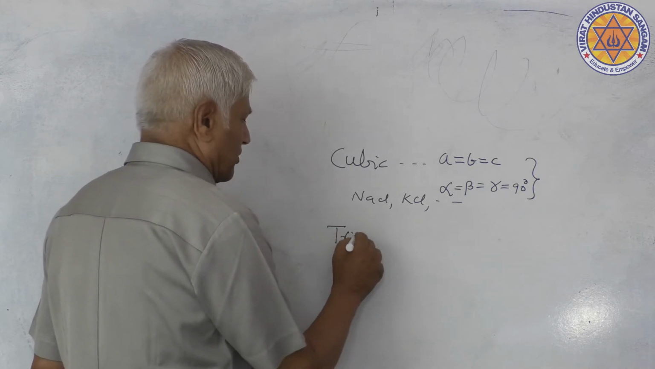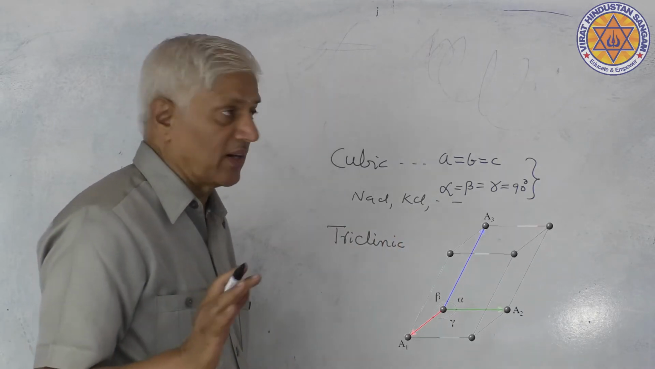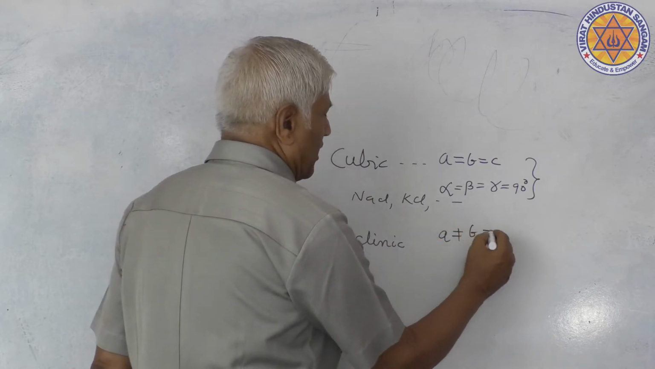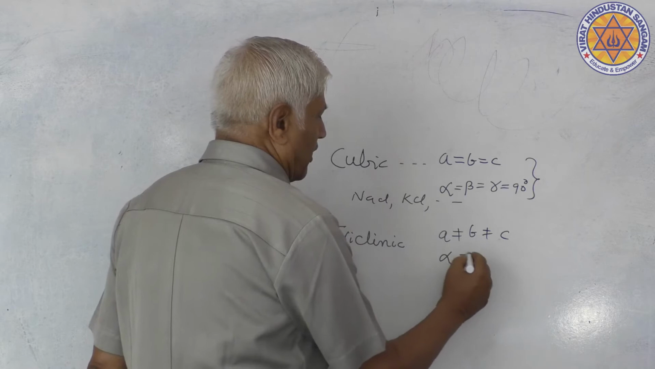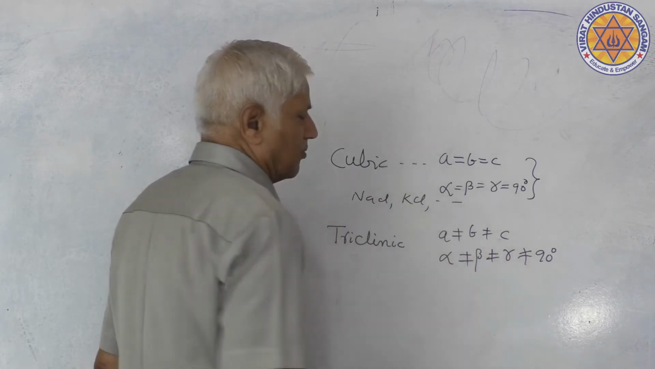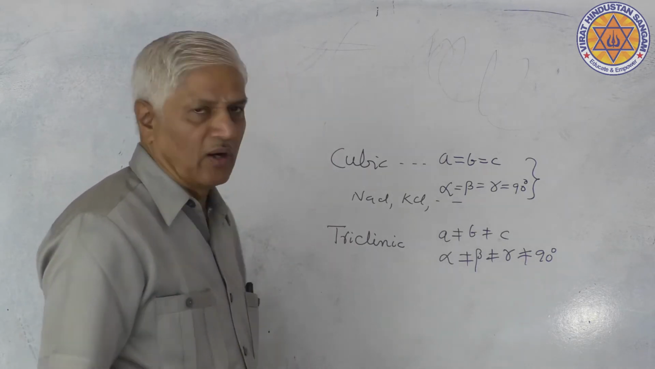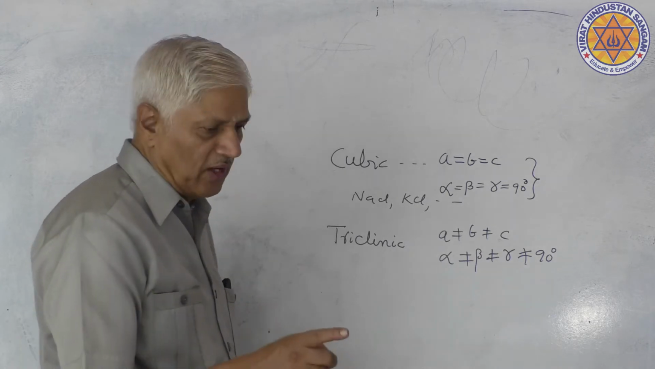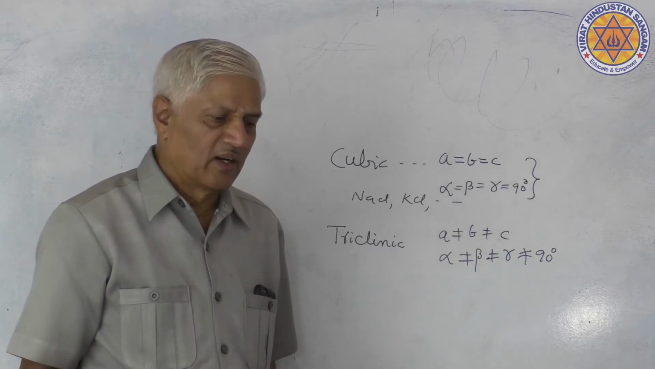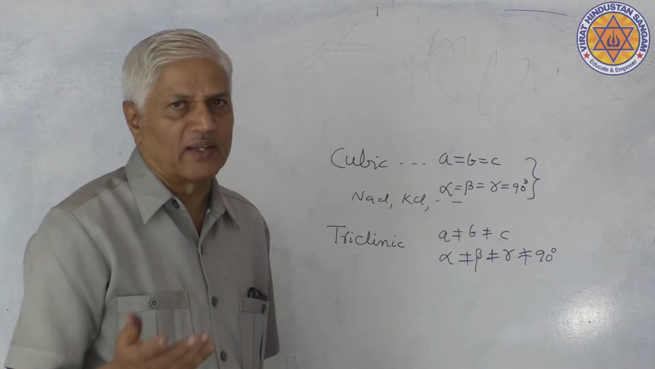Then, triclinic crystals are the most unsymmetric. None of them are equal. A not equal to B, not equal to C. Alpha not equal to beta, not equal to gamma, not equal to 90 degrees. Most unsymmetric. So obviously, we have asked unsymmetric first, symmetric later. So the answer is triclinic and cubic. Option D.